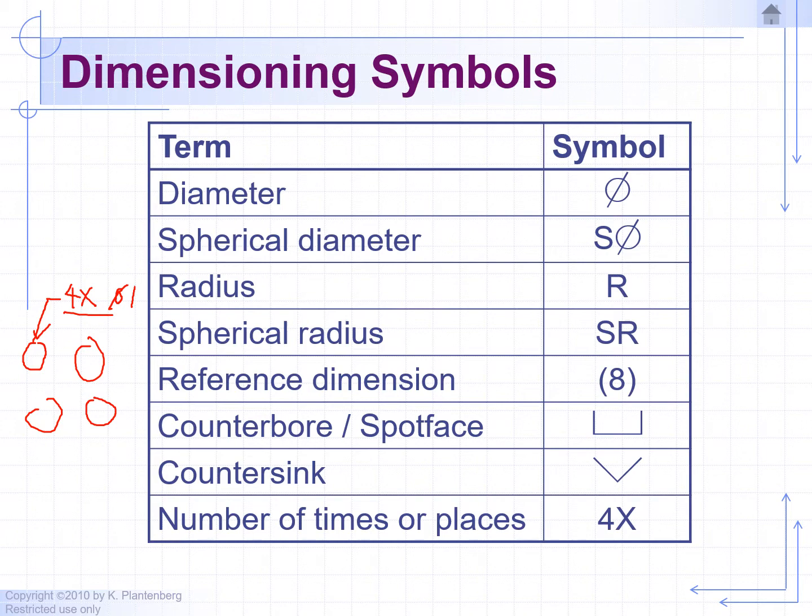So 4x tells us that we have 4 holes with a diameter of 1, so we don't have to dimension them separately. If you're looking at an old drawing, you would see diameter 1, 4 places. That was the old way of doing it. Now the new way is to just say 4x space diameter 1. It's a lot cleaner and takes up a lot less room. Next slide.